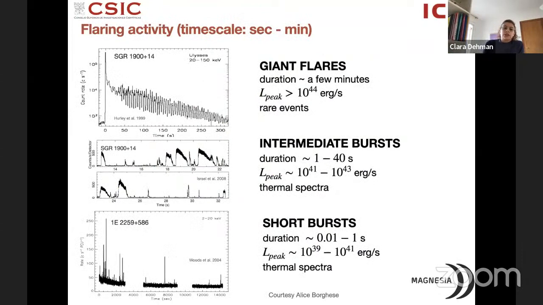The flaring activity is a short timescale activity, of the order of seconds or minutes. It can be a giant flare, which are very rare events. We only know 3 of them, and they are extremely powerful events, second in terms of luminosity only to supernova explosions. Then there are intermediate bursts, which are intermediate between giant flares and short bursts. And there are short bursts, which are very short events, less than a second, and it's thanks to a short burst that a new magnetar is detected, because a short burst announces that a magnetar has entered an active phase, the so-called outburst.